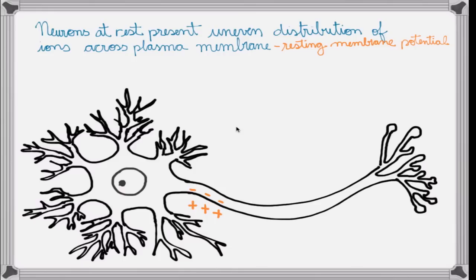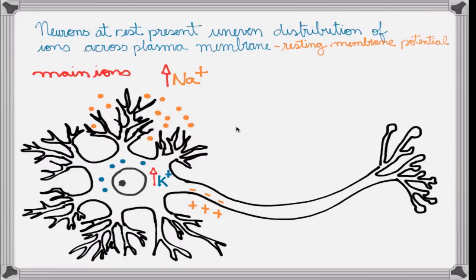I have a podcast on that. You can check how this resting membrane potential is established. And it's actually very interesting to know how this is established so you can actually understand the action potentials. But moving on here, the main ions that create this uneven distribution of charges across the plasma membrane are sodium, which is way more abundant outside the cell, and potassium, which is way more abundant inside the cell.